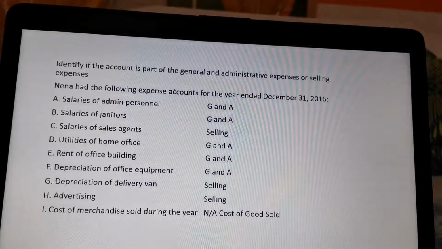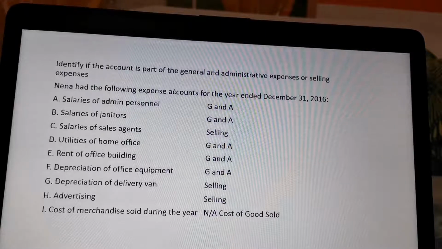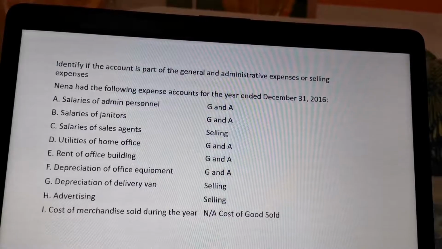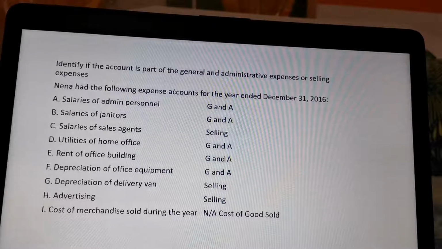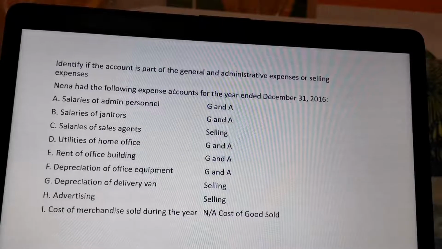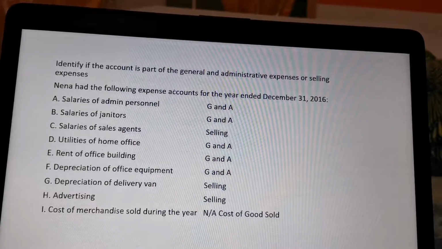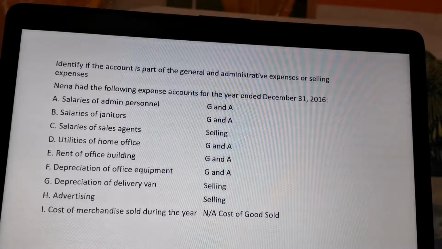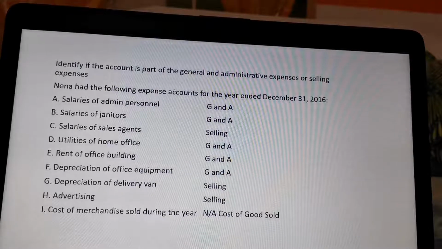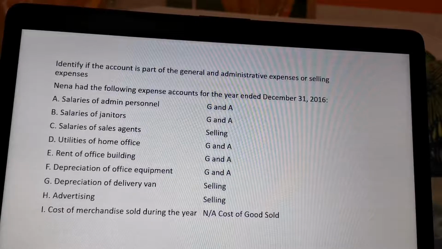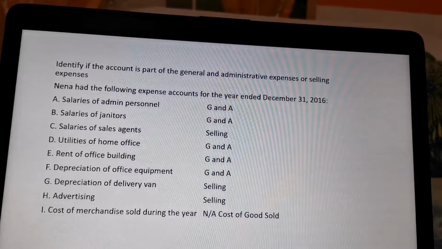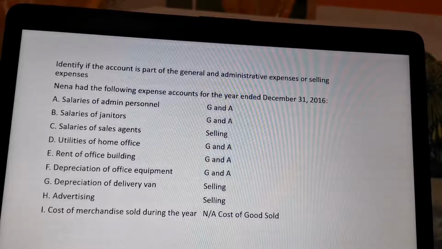Utilities of home office, syempre general and administrative, as well as rent of office building. Kapag silent yung problem, general and administrative pa rin siya. Depreciation of office equipment, ayan, office equipment siya, so included pa rin siya sa general and administrative expenses. Next ay depreciation of delivery van. Ayan, directly related sa sale ang delivery van kasi ginagamit ito for delivery. So yan ay selling, same as advertising, selling din siya.